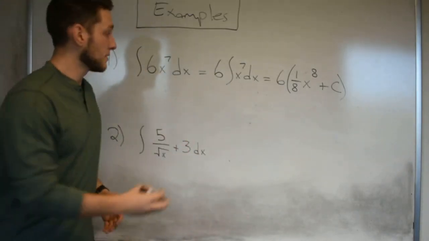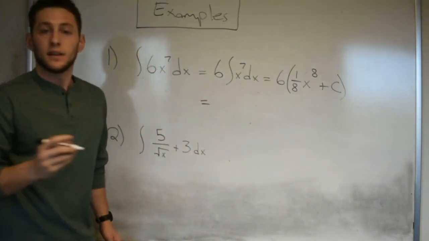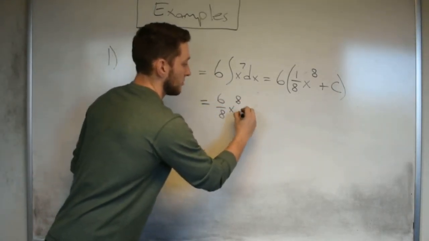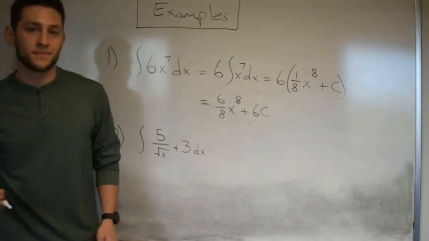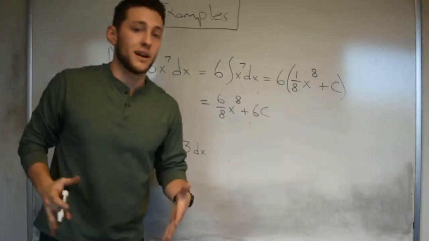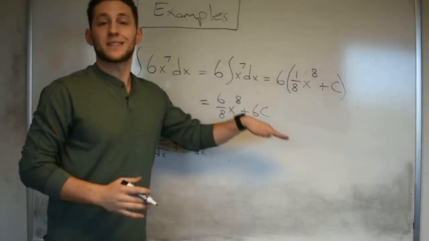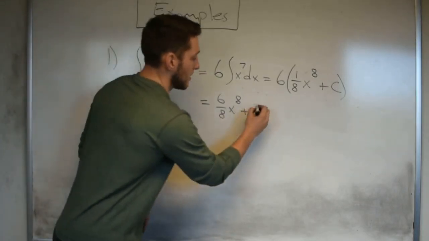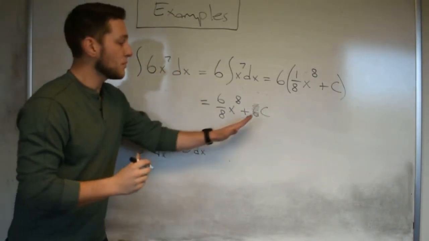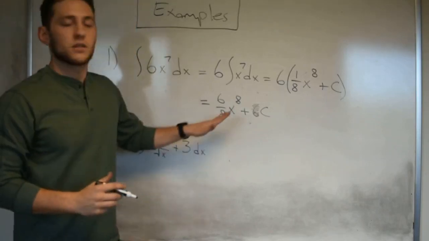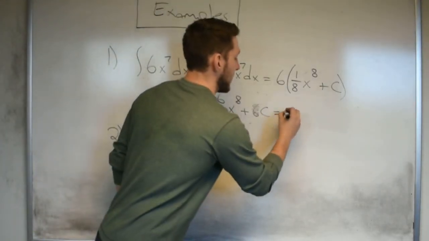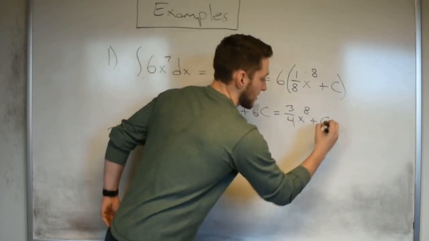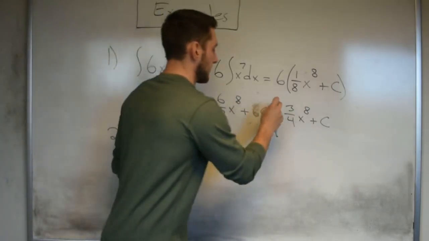Last but not least, all we have to do is multiply in. Now, what we'll end up with is 6 over 8, x to the 8th, plus 6 times c. Now the c was just a constant, remember. So if I multiply 6 times that constant, it will just be another constant. So we don't even really have to worry about this 6 right here. The c will just kind of absorb it up. So last thing to do is simplify. 6 over 8 becomes 3 over 4, x to the 8th, and then plus c. Final answer.